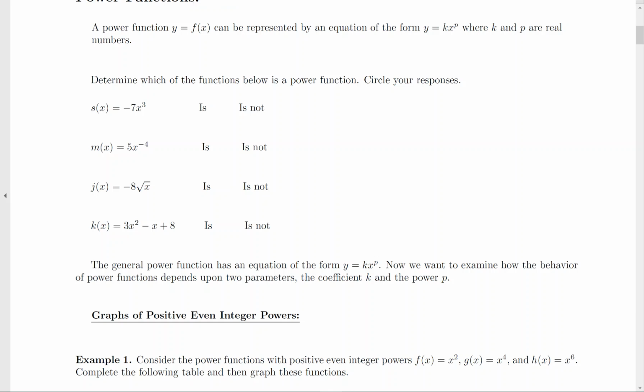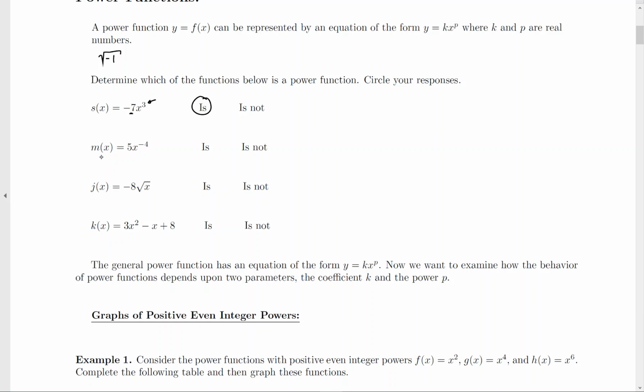Our first function, s of x equals negative 7x to the third. This is a power function, and the reason for that is if we look at the k value, the constant in front, and the power, the number 3, those are both real numbers. Going back a little bit, something that's not real would be like the square root of negative 1, for example, or the square root of negative 25. You can't think of a real number times itself that'll get you back to those numbers. In this case, pretty much any other number that you can think of is a real number.